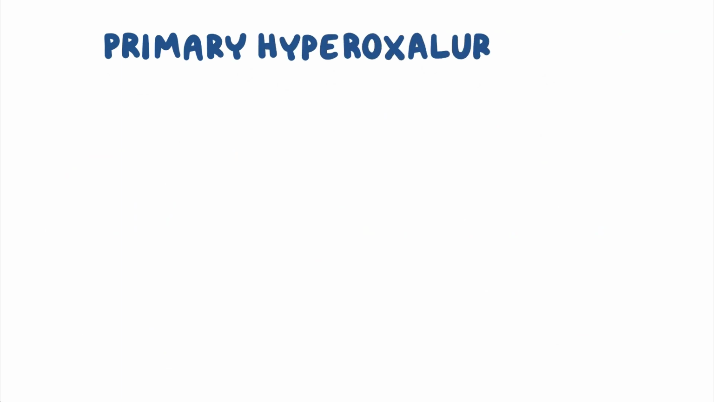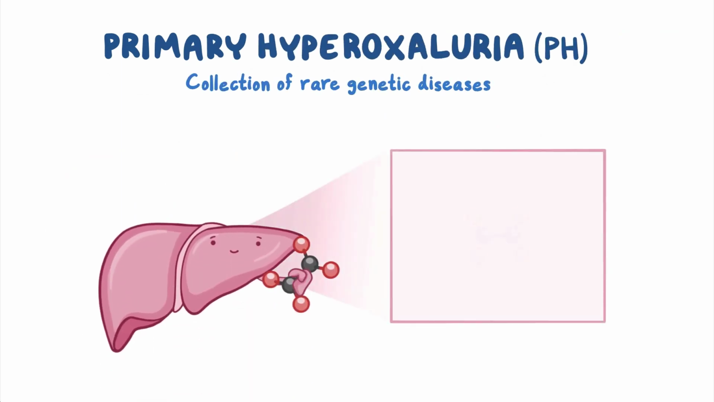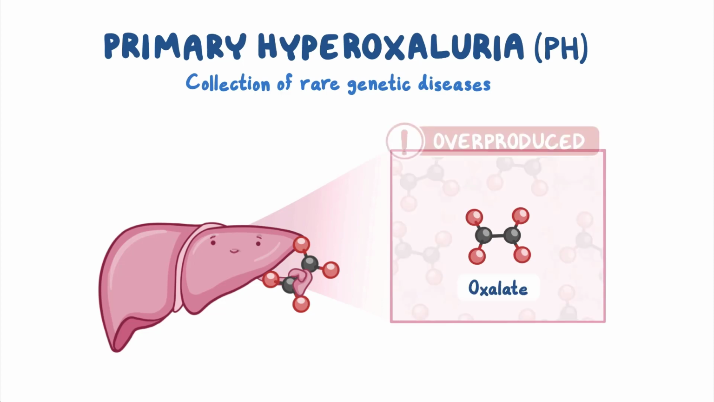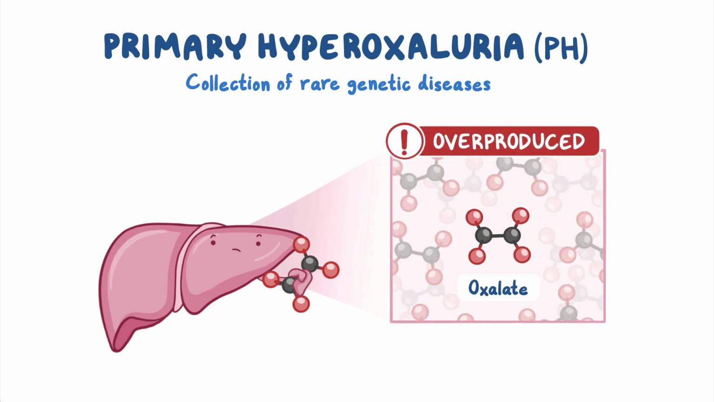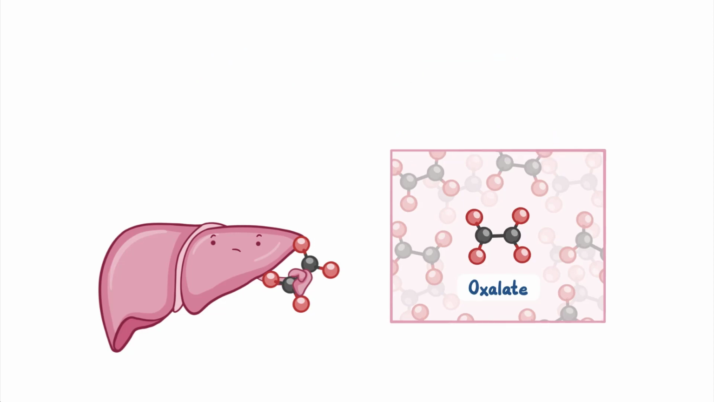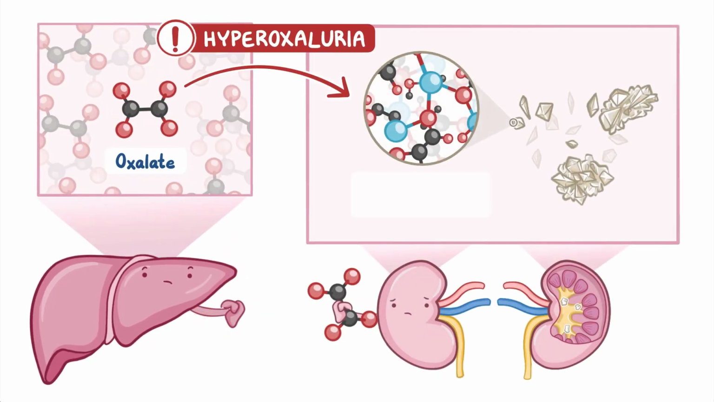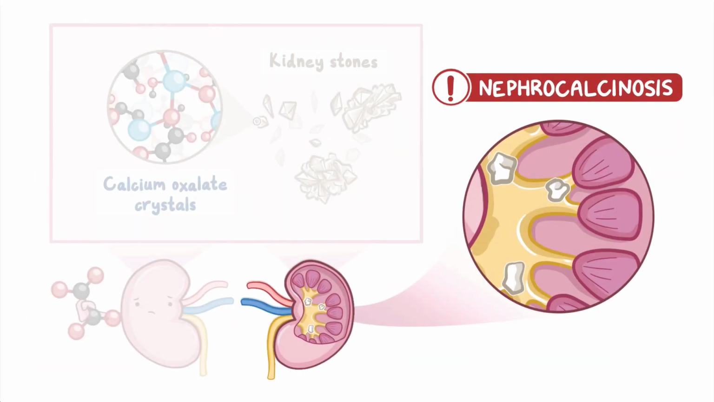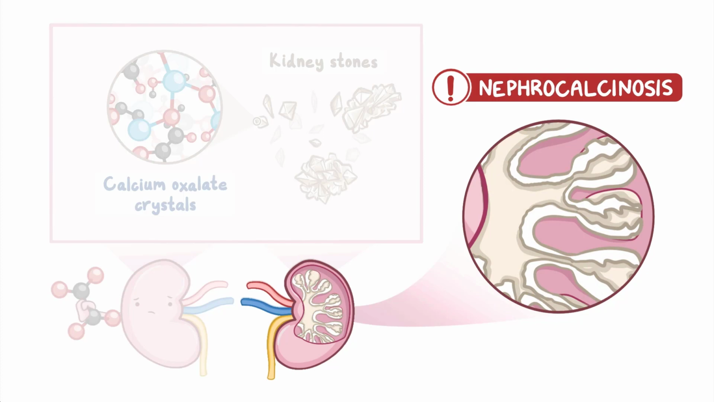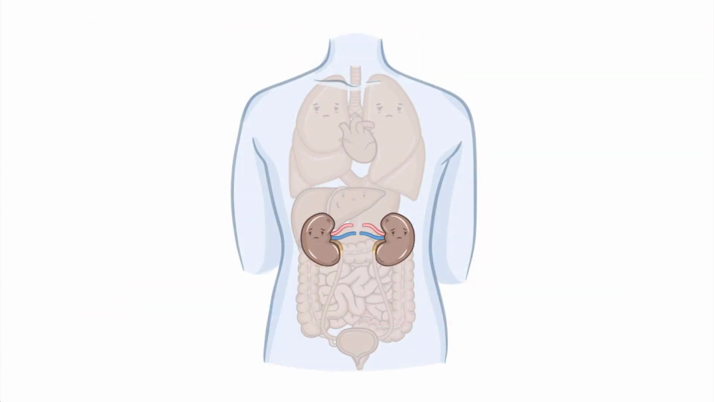Primary hyperoxaluria, or PH, is a collection of rare genetic diseases where the metabolic end product, oxalate, is overproduced by the liver. It first targets the kidney, where hyperoxaluria leads to calcium oxalate crystals, therefore kidney stones and nephrocalcinosis. And later, when kidney function declines, it also targets other organs.